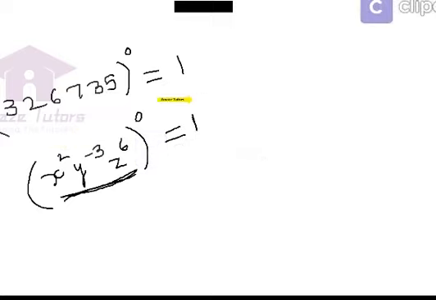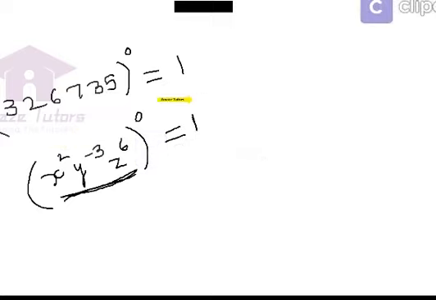But kindly remember, 0 power 0 is not 1. It is undefined. I hope you understand the zero exponent property. Let's go back and look at the next property.